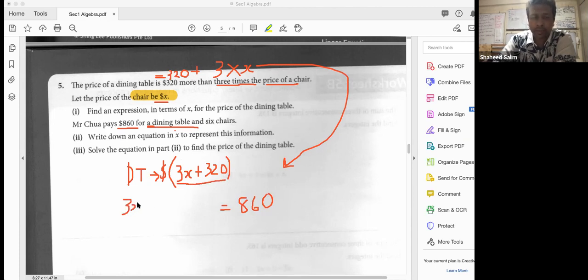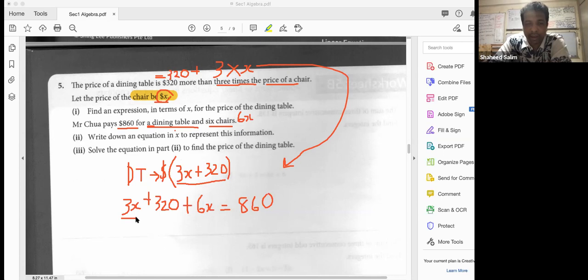So I write it here: 3x plus 320. Can you see? This is one dining table. And then 6 chairs. One chair is x. 6 chairs is 6 times x, 6x. So I put like that. This is what is equal. So now I form the equation. Can you see I'm knitting it now? 3x plus 6x, 9x. 9x plus 320 is equals to 860.